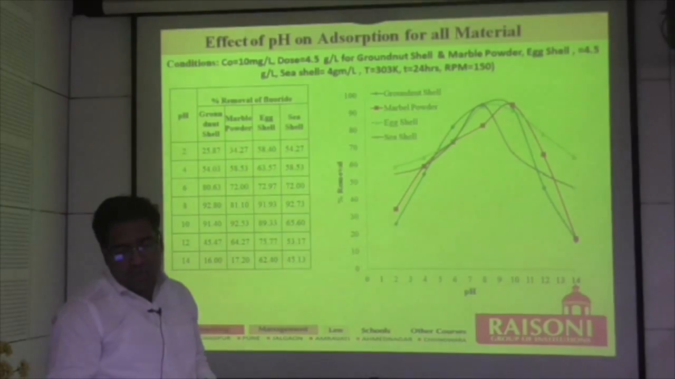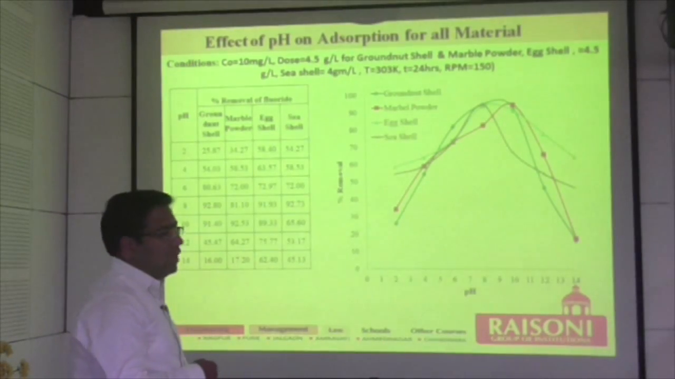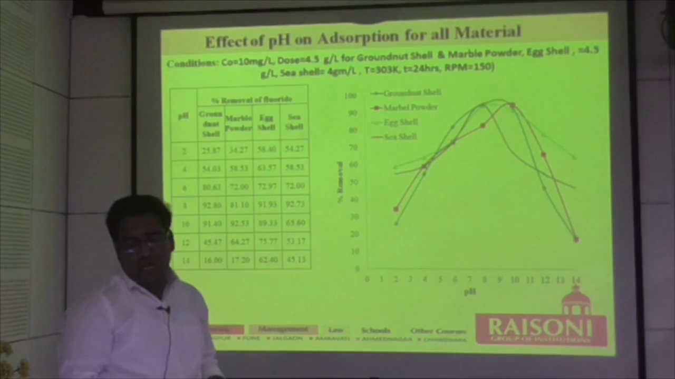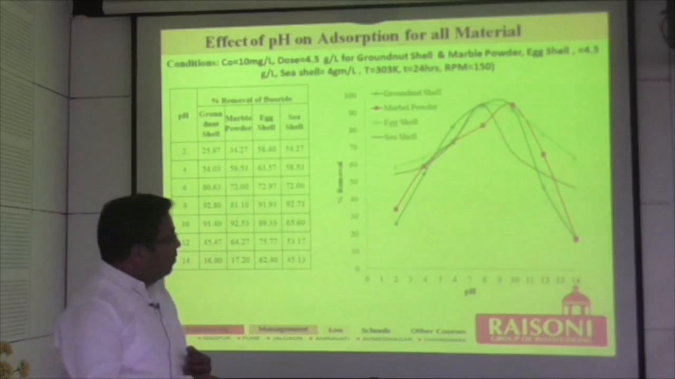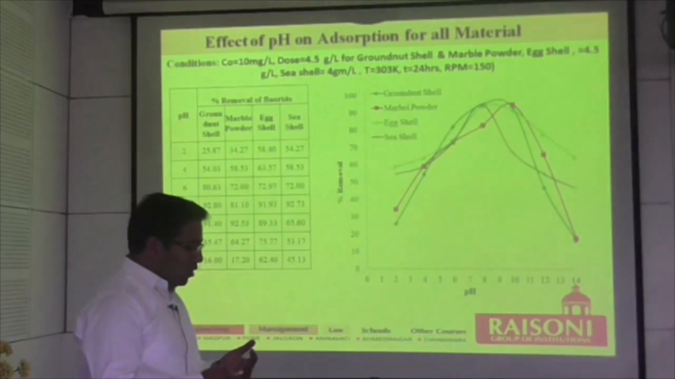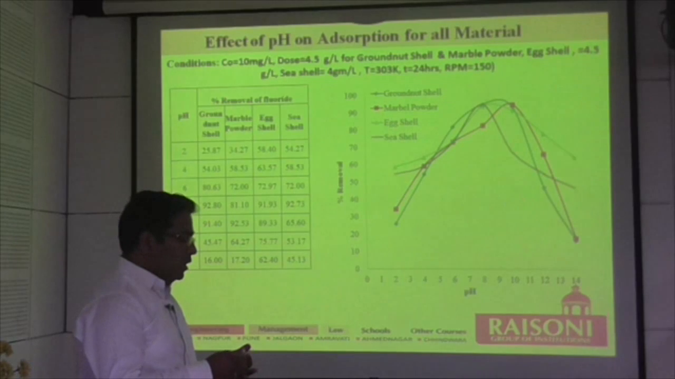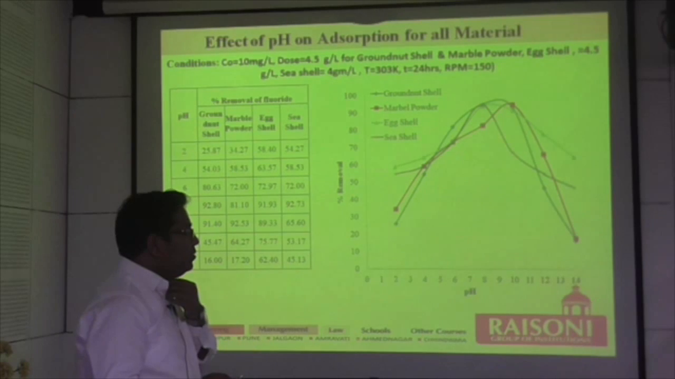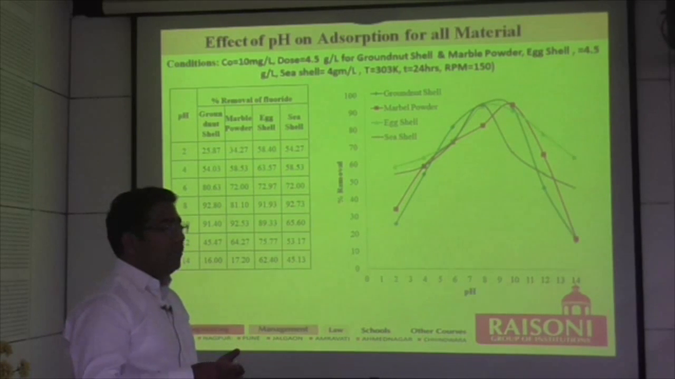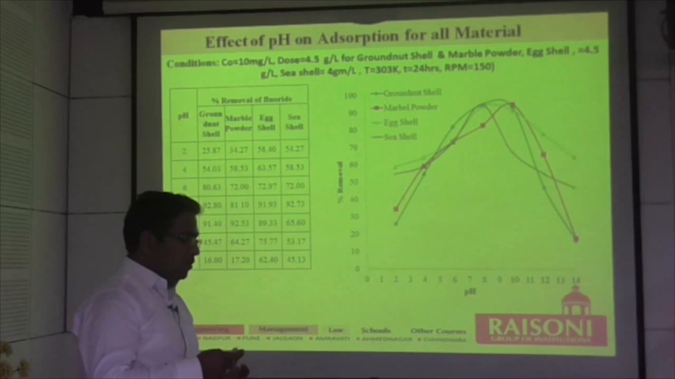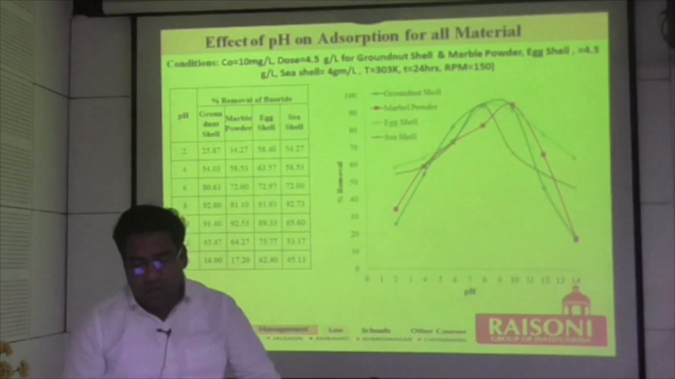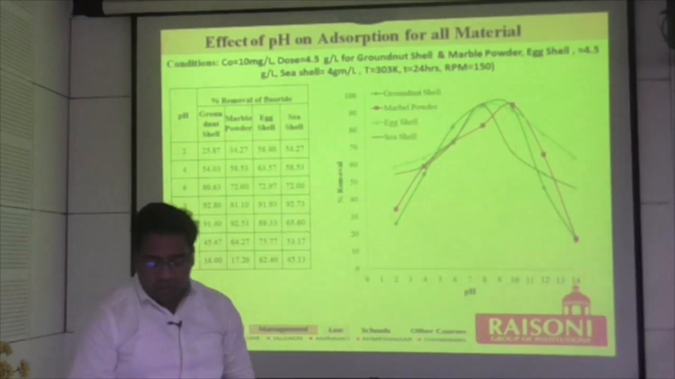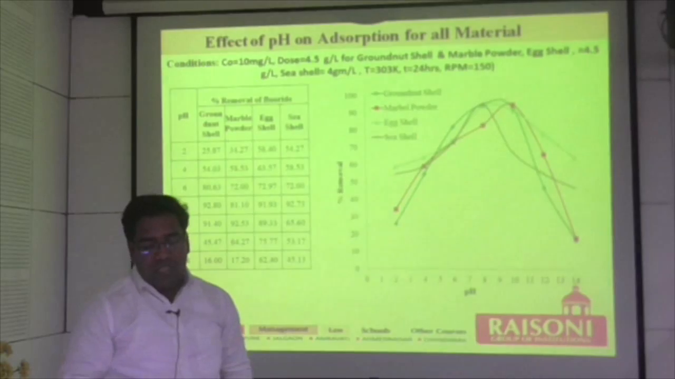So here we are getting this at a groundnut shell near about 8 pH. Then, from the graph we can see that for groundnut shell it will become near about 7, and for marble powder it will be 8.9. For egg shell it will be 7.8, and then again for sea shell it will be 7.8.